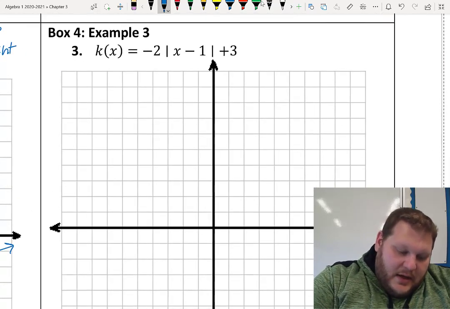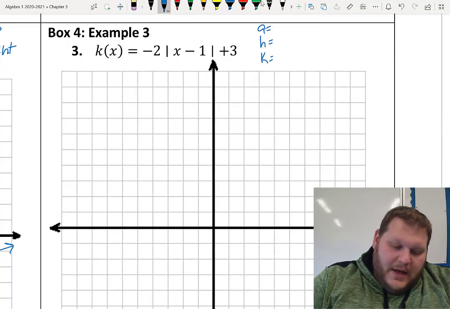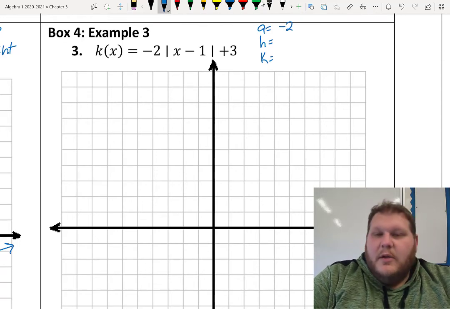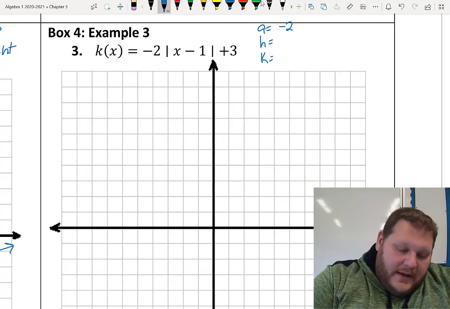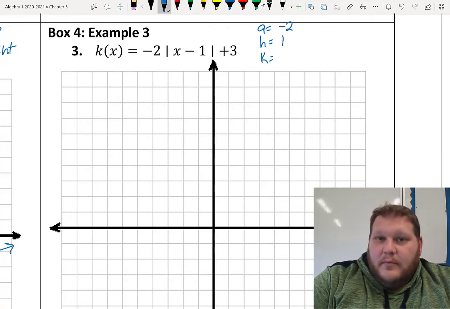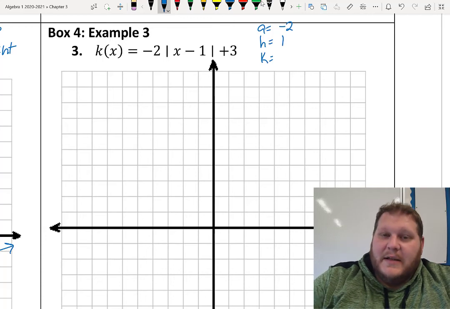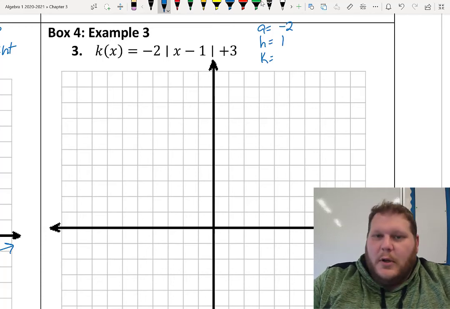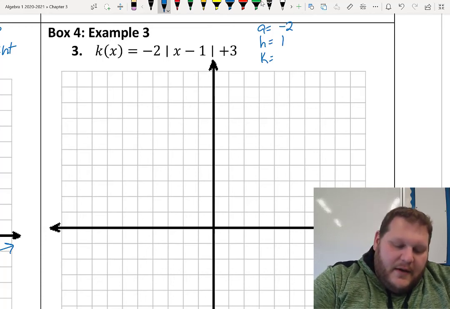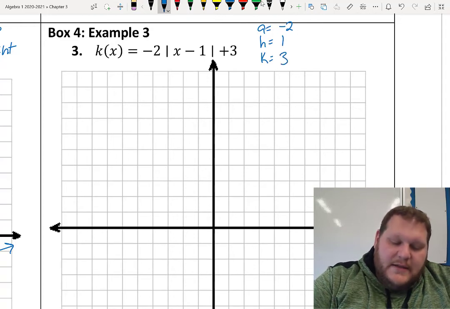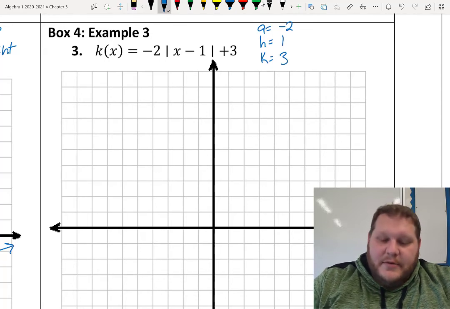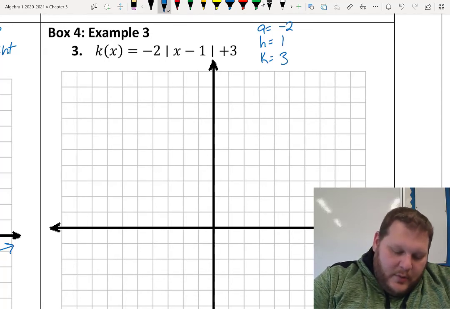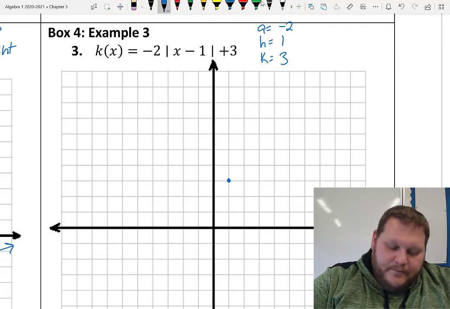So once again, we need A, we need H, we need K. Now my A value is -2. My H, since that's the thing that was subtracted from my X value, is +1 this time. If it's X minus H, and it's X minus 1, H is 1. And then my K value is +3. So when I go to graph my vertex, the point of my absolute value, I'm going to go right 1 and up 1, 2, 3, that point right there.